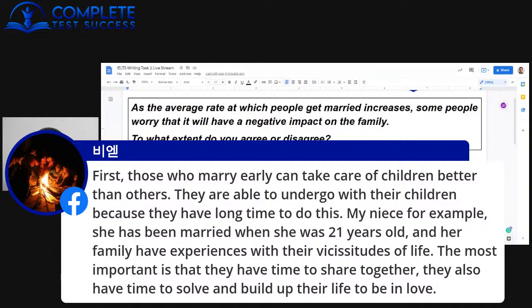I actually don't know that word. That's my fault, not yours. I'm just not sure what that word is. "The most important is that they have time to share together. They also have time to solve and build up their life, to be in love." Okay. Some of that's a bit vague. It'd be better just to stay focused on the main idea. And then keep in mind your topic sentence needs to have the main idea as well. Oh, it does. My apologies. It does.